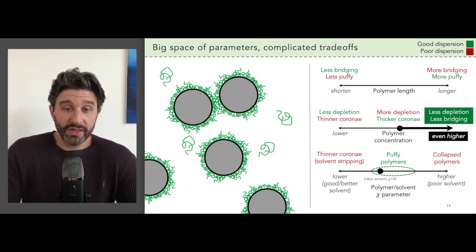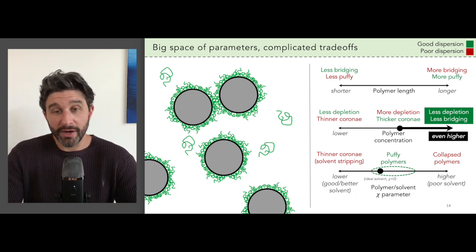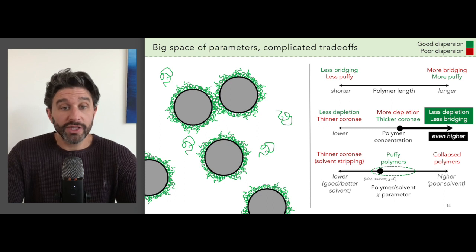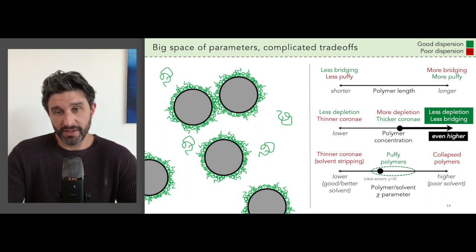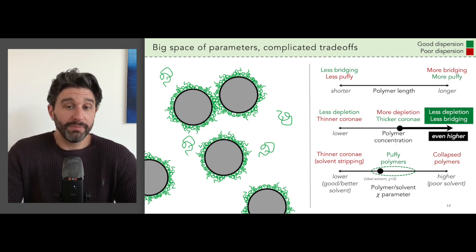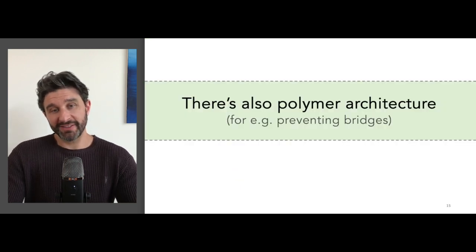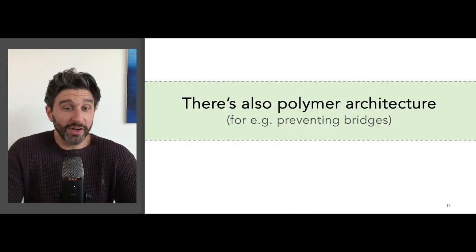Finally, if we look at the polymer solvent chi parameter, basically an ideal solvent is best because this is the best compromise between the amount of adsorption and the puffiness of the coronae. If you go to the case of a good solvent, you risk the solvent stripping off the polymers. And then for a poor solvent, the polymers adsorb to the particle but tend to be collapsed rather than puffy coronae.